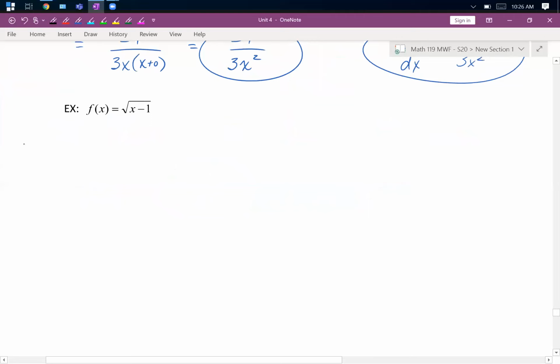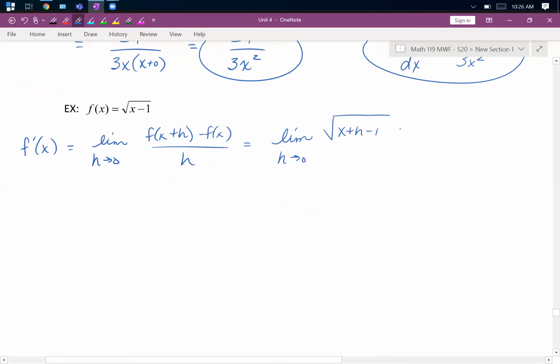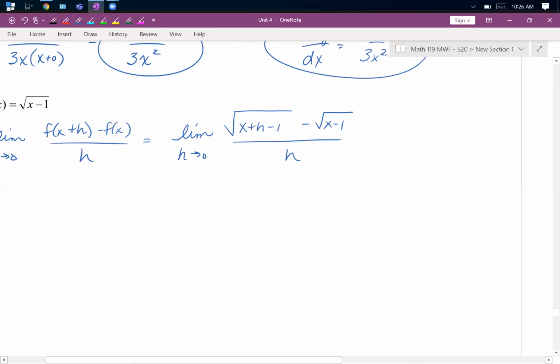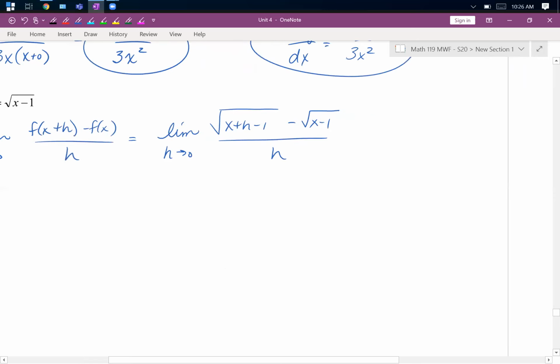All right, to find f prime of x, we're going to take the limit as h approaches 0 of our difference quotient, f of x plus h minus f of x all over h. This is the limit as h approaches 0 of the square root of x plus h minus 1 minus the square root of x minus 1 all over h. So who remembers how we simplify our difference quotient when it's a radical?